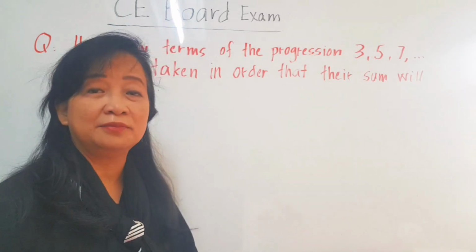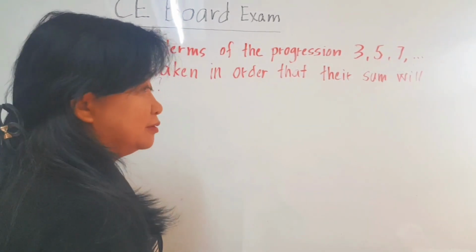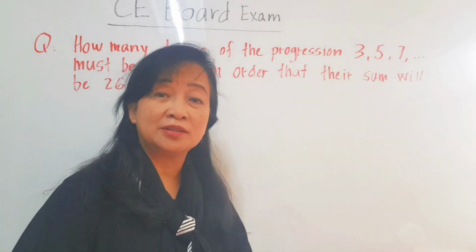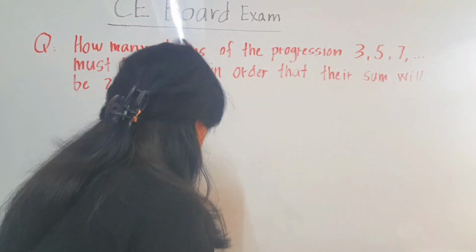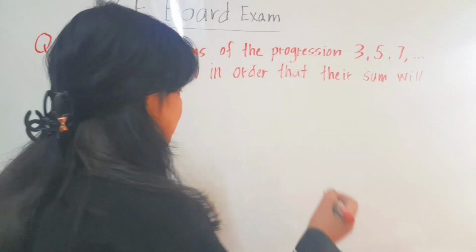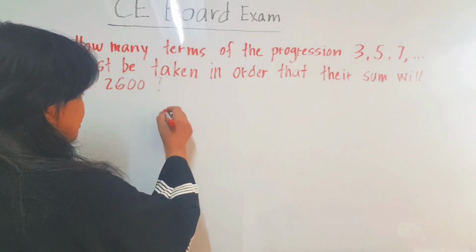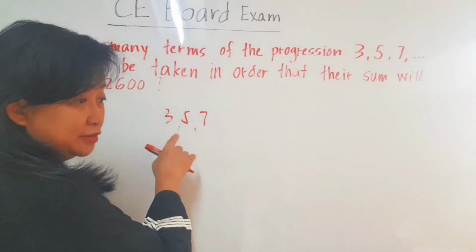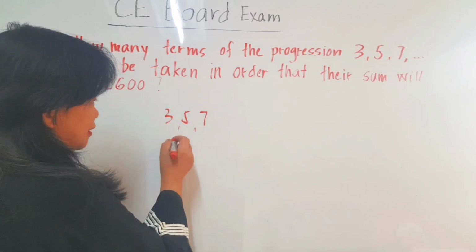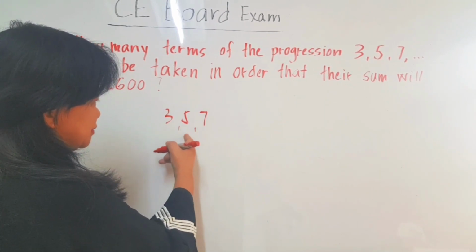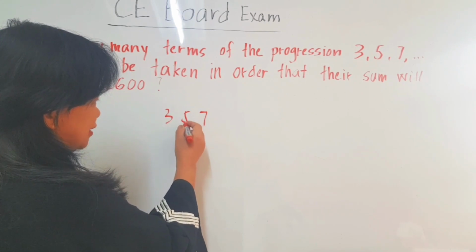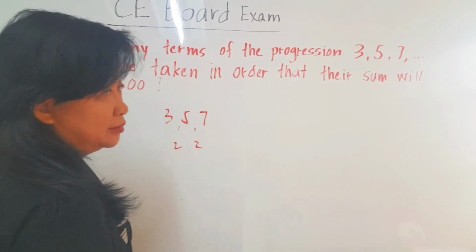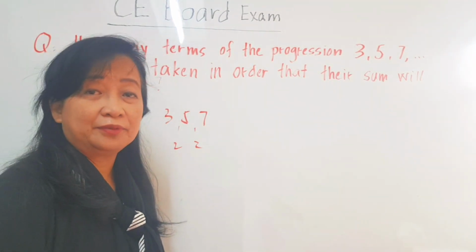Now, ano nga ba itong arithmetic progression? Arithmetic progression means it is a sequence of numbers with consecutive terms and the difference is constant. For example, we have 3, 5, 7. These are consecutive terms of an arithmetic progression. By inspection, the difference between the terms is constant: 5 minus 3 is 2, 7 minus 5 is 2. So, the difference is constant. This is the so-called arithmetic progression.